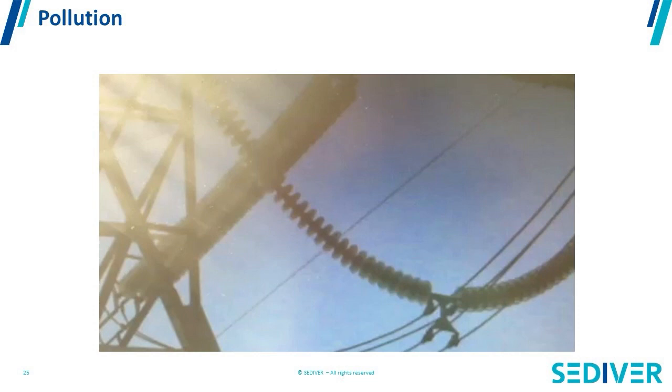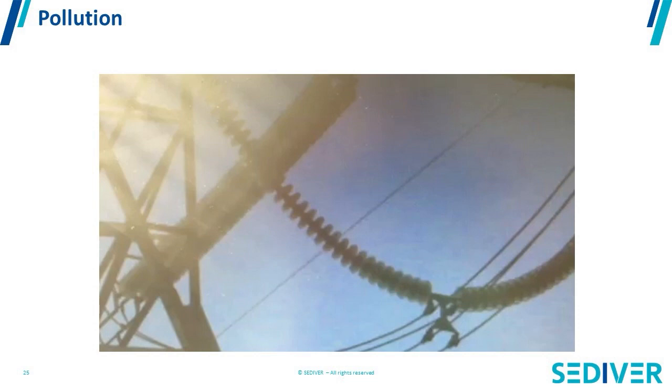Finally, the last piece of the world of insulators, which I would like to cover today, is vocabulary around pollution. First of all, what is pollution? Pollution is anything that flies around a line, where you can have dust airborne that will generate a little bit of conductivity on the surface of the insulators.